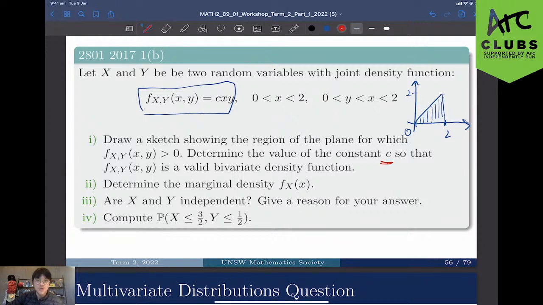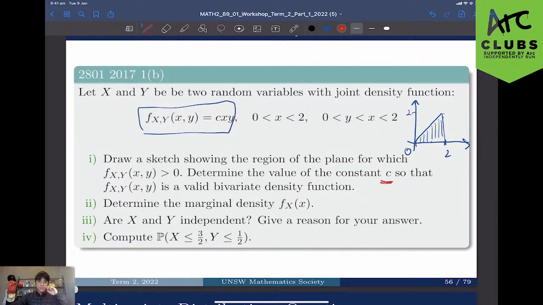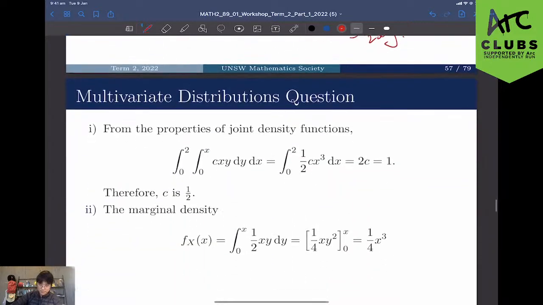So now we have to determine the marginal density of fx. To calculate the marginal density of fx when we have the joint density function, we're going to integrate out the y. So we're going to integrate the joint density function.